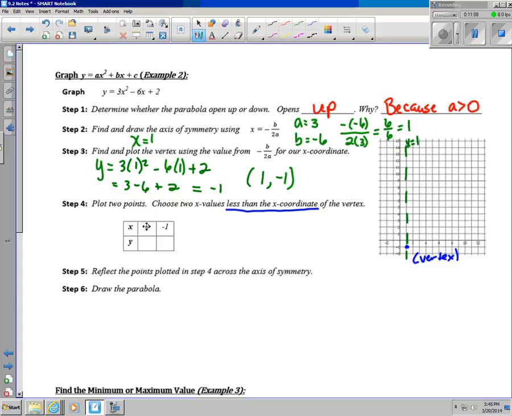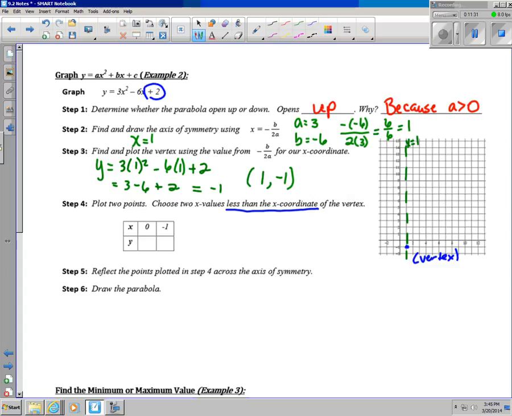So when x equals 0, you notice I go up here and I put in 0 for x. Well, 3 times 0 squared is just going to be 0, minus 6 times 0, which is also 0. So these two terms just become 0. If I put a 0 in for x in both of these, they become 0, leaving me with just a positive 2.